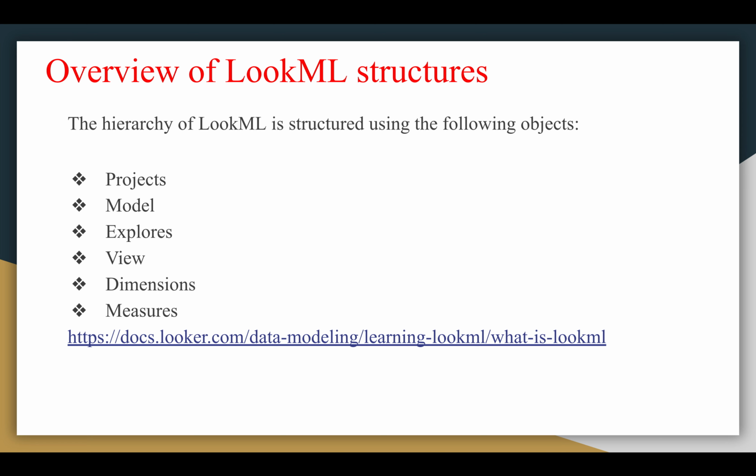Next, we are going to see about views. Views are where you define dimensions, which are the data attributes, and measures, which are aggregations of dimensions. Think of views as tables that bundle related fields. There are a few different types of views. The first one is a standard view, and the second one is virtual tables.